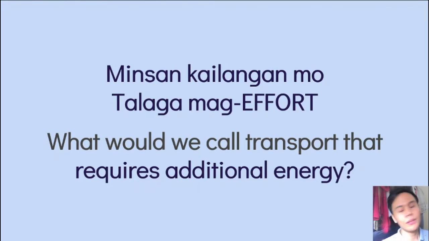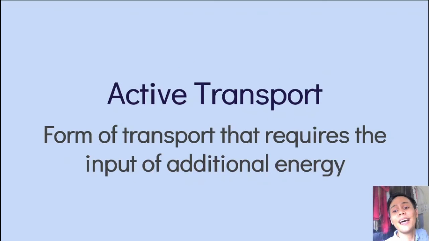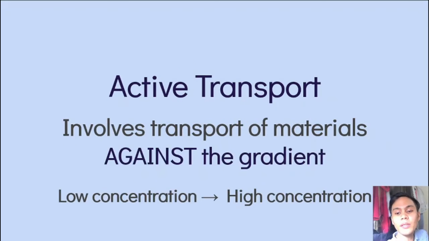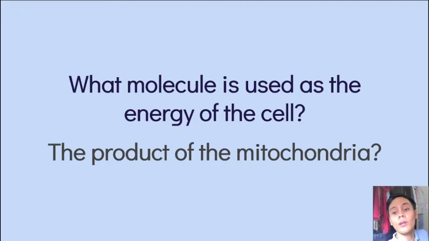Now, sometimes you need to put effort in order to transport stuff. It requires additional energy. This is called active transport. So it requires the input of additional energy. Now, it's transporting things against the gradient, from low concentration to high concentration. So that's why it requires energy. It's an uphill battle.